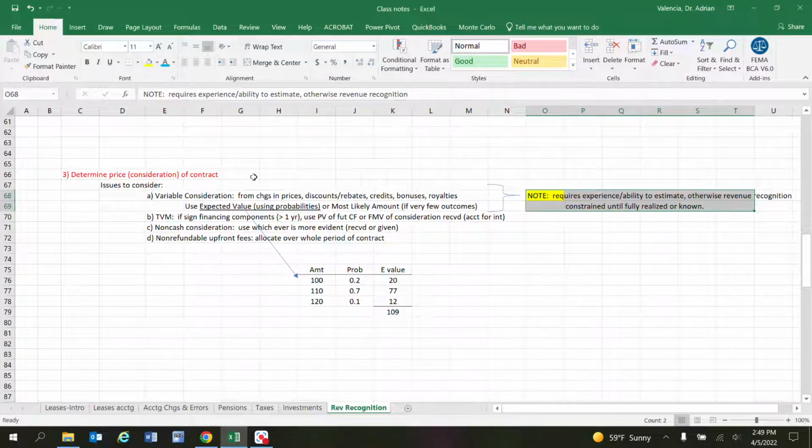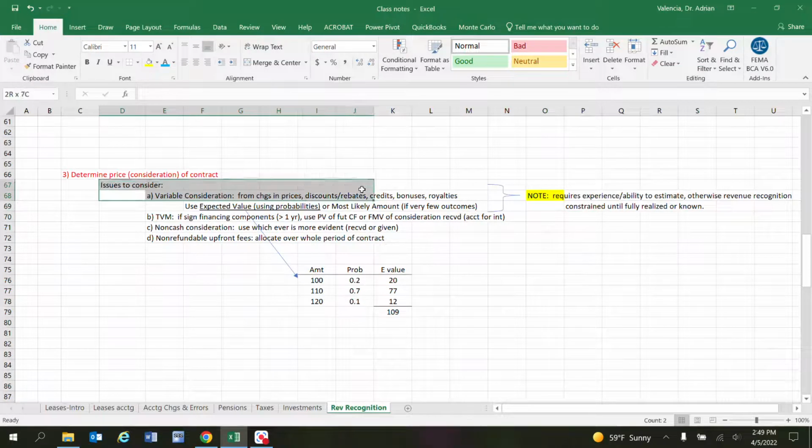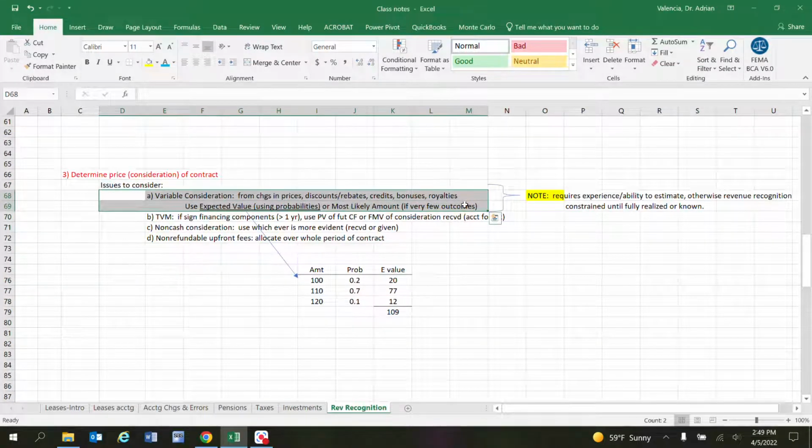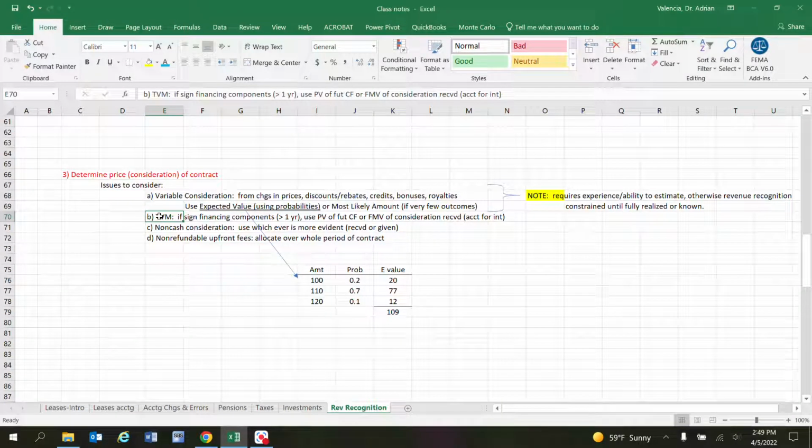Okay, so that's one consideration that needs to be looked at. The other one is the time value of money. So if your contract amount involves significant financing, a significant financing arrangement, such as it being more than 1 year, then we need to use the present value of the future cash flows or the fair market value of the consideration received, whatever is more evident, right?